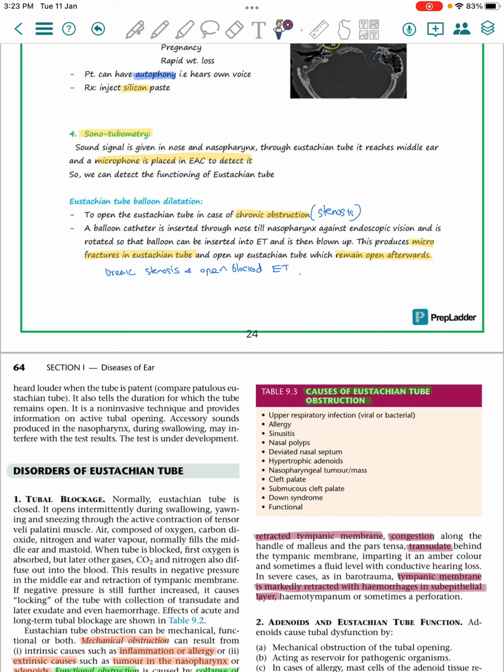Next, the Eustachian balloon dilatation. This is used to open the Eustachian tube in chronic constriction or stenosis patients, where the Eustachian tube is obstructed. In these cases, a balloon catheter is inserted and inflated. This causes microfractures of the Eustachian tube, which break the stenosis and open the blocked Eustachian tube, and it will remain open afterwards.